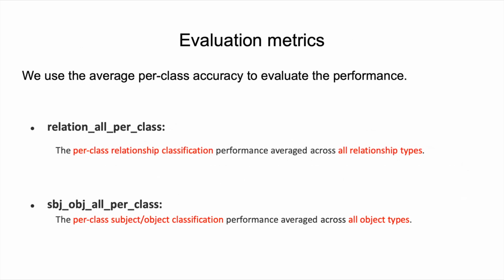Regarding the evaluation metrics, we use the average per-class accuracy to evaluate the model performance. We have two metrics. The first one is relation per-class accuracy. It is the per-class relationship classification performance averaged across all relationship types. The second is subject-object per-class accuracy. It is the per-class subject and object classification performance averaged across all object types.